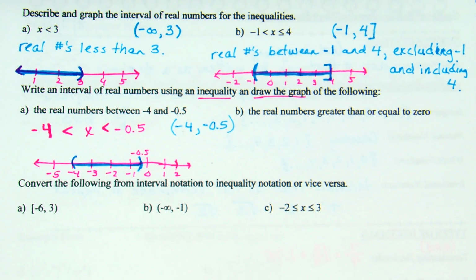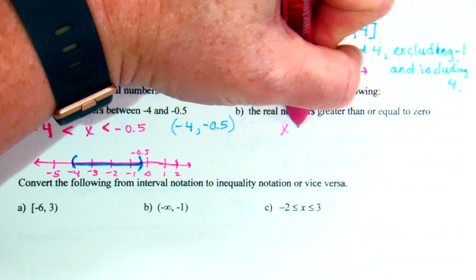Thoughts? How do we write that as an inequality? Yep, that easy. When they talk about the real numbers greater than or equal to zero and they want inequality, you pick the variable. Okay, Ethan said x. I would have said x. You can pick your own variable, technically. Greater than or equal to is just greater than or equal to, and then zero.